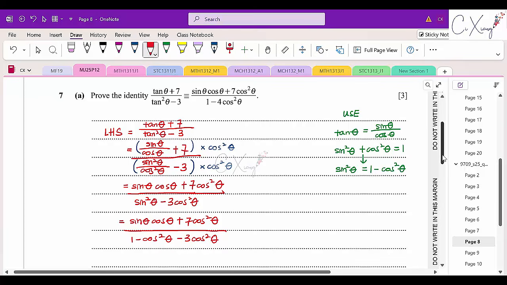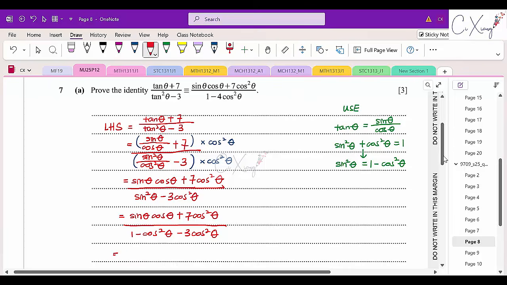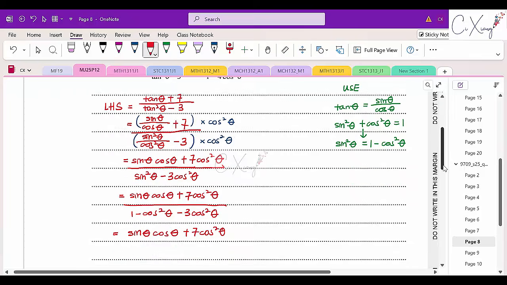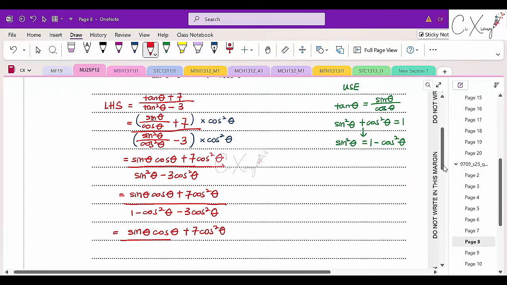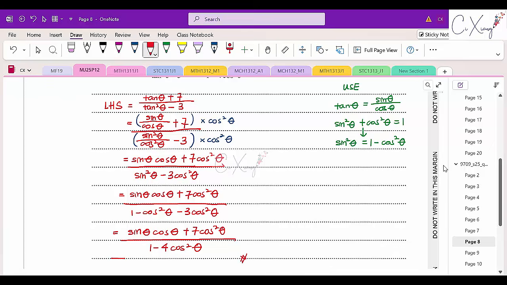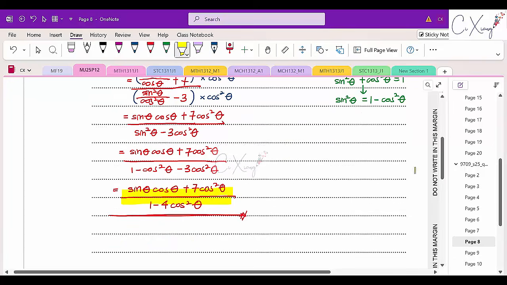Okay, so from here I think the answer is very obvious, because if you simplify what you have now at the denominator part, then we have the answer that they want us to prove. Negative cos square minus 3 cos square gives 1 minus 4 cos square. So the denominator is 1 minus 4 cos square. Right, so this is how we prove the identity for part A, part number 1. Then let's continue to part number 2.